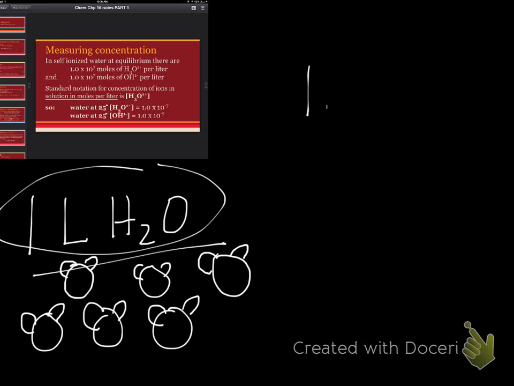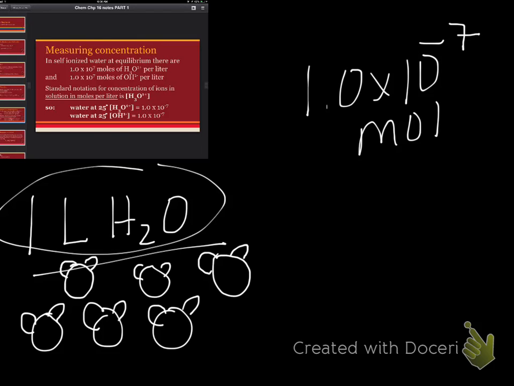get 1.0 times 10 to the negative 7th moles of hydronium. We can figure out how many Mickeys that is, right? We don't really need to unless you feel it necessary. Anybody feel it necessary to calculate how many Mickeys that is? Because I don't. Good, you can do it on your own time.